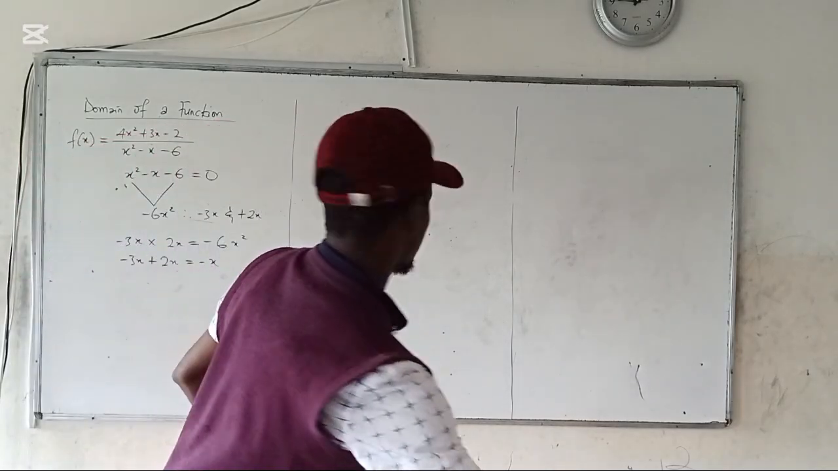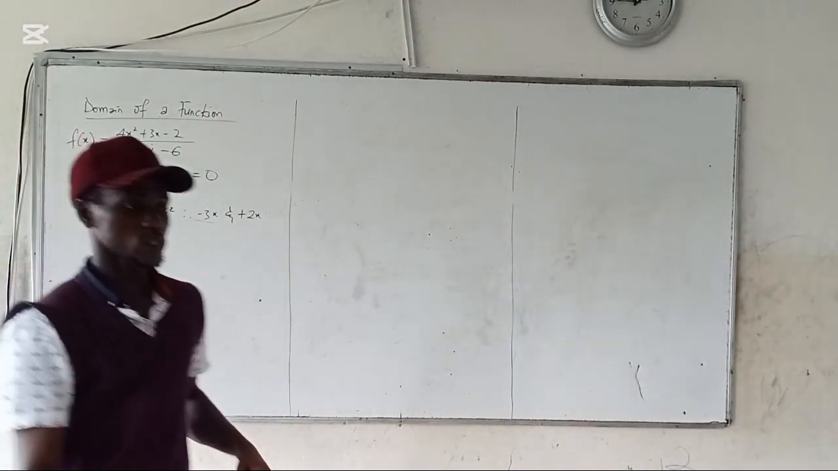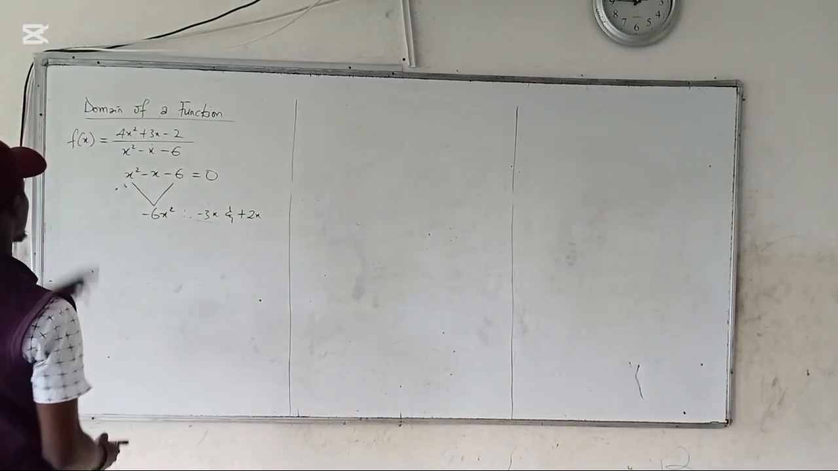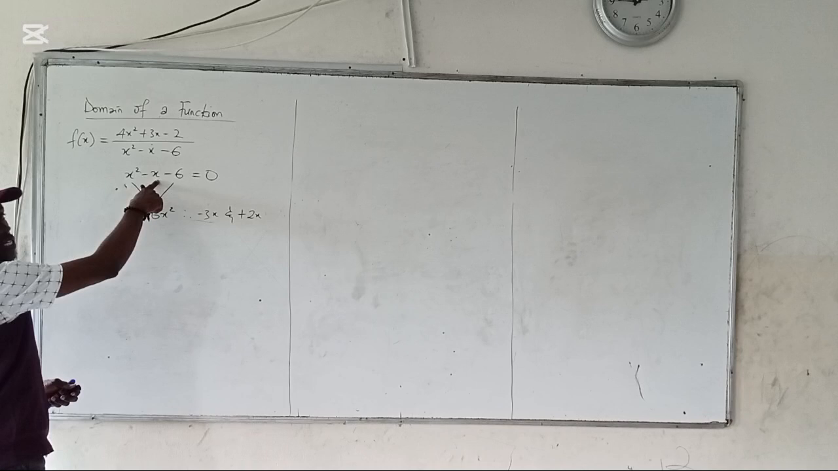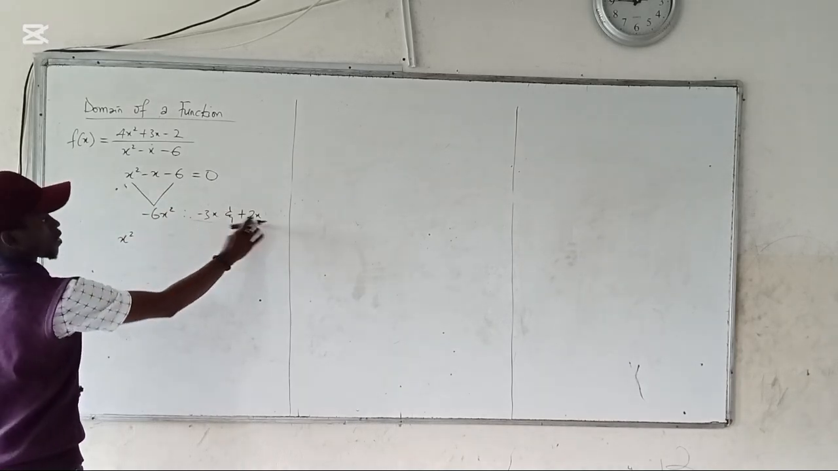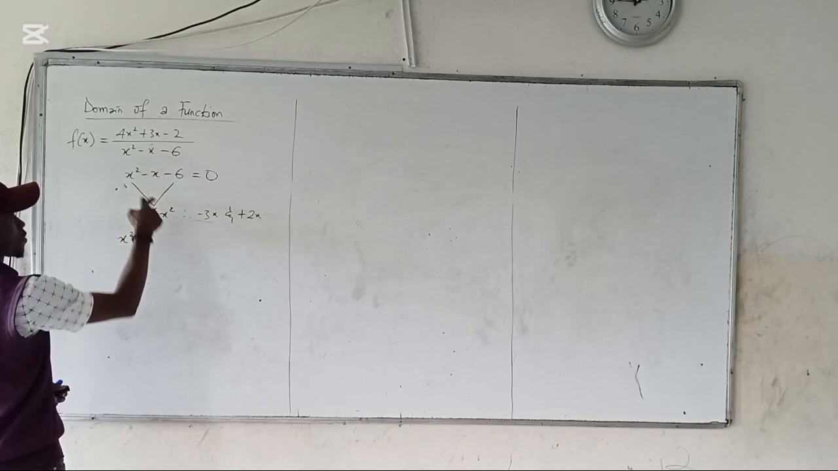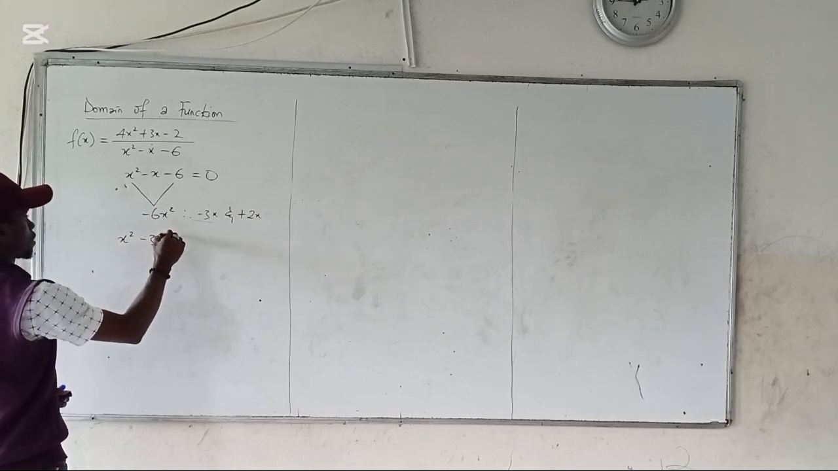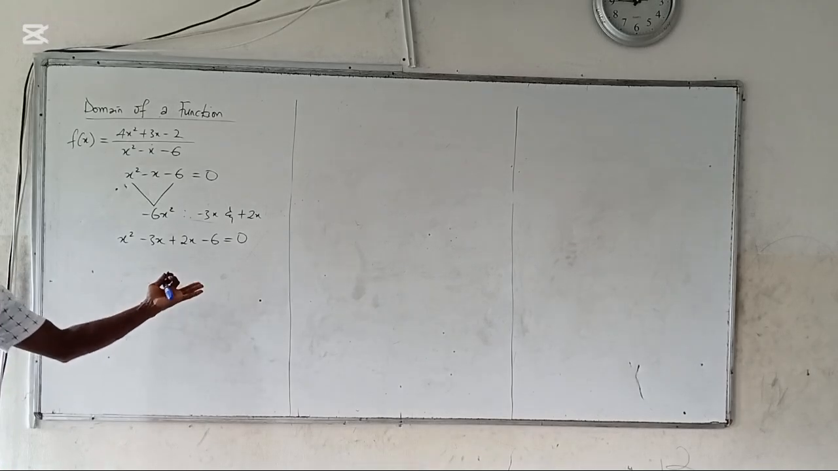So in factorizing, what you do is you have to replace the middle term, which is your linear term, with the two factors that you have. So we are going to replace this linear term. Instead of putting minus x, we are going to put minus 3x, then plus 2x minus 6 equals to what? 0. That's what we do.